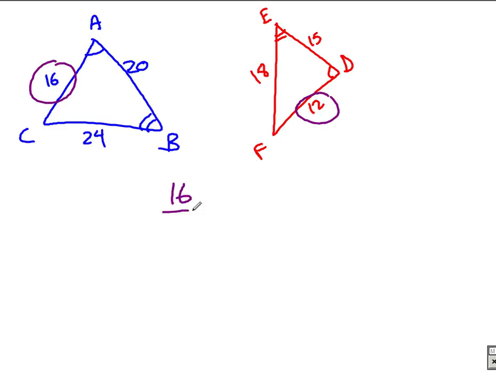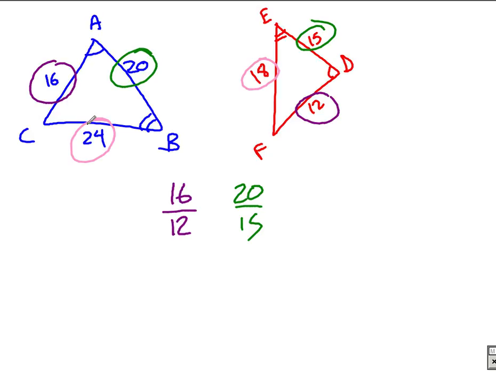So I'll have 16 over 12. It should be the exact same as, let's make my next one be the next biggest, which is 20 and 15. 20 over 15. And then my last one is whatever is left over, which I will have here 24 and 18. So 24 over 18. Are those all the same? You can do it by trying to reduce the fraction or by just putting in your calculator and dividing.